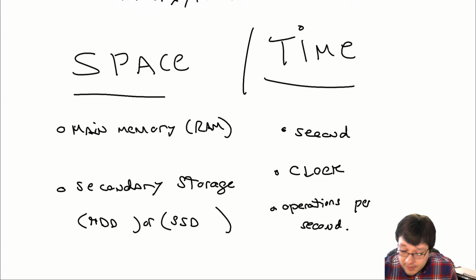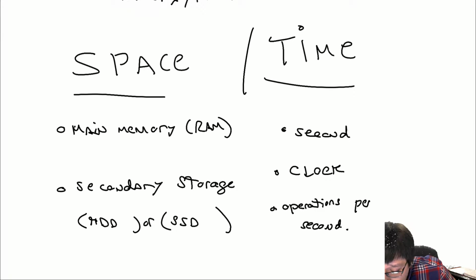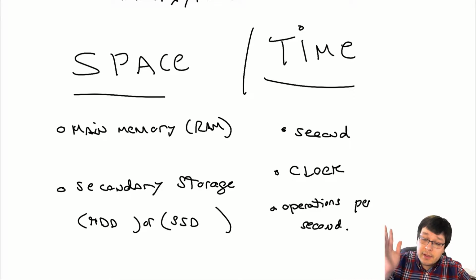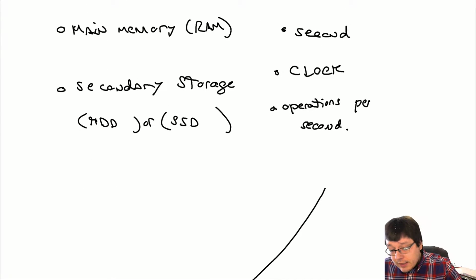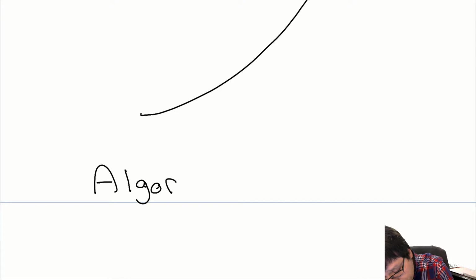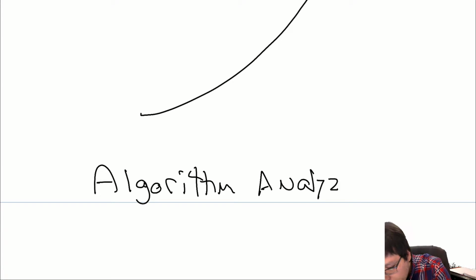I'm skipping ahead. But okay, so that's space and time. And so what we want to do is be able to look at an algorithm, analyze it, and decide how much space and how much time it takes. Okay, so next, let's go ahead and talk about algorithm analysis. I think you spell analysis with an S, but I'm not sure. It might be Z.